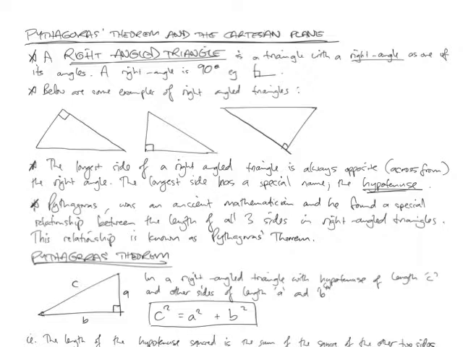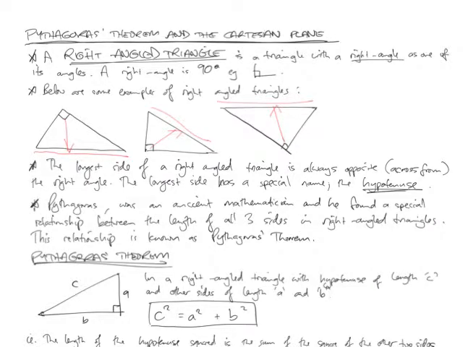Below are some examples of right angled triangles, so you can have the right angle pointing up, down, down again, different orientations. The longest side of a right angled triangle is always opposite, or across from, the right angle. You can see that here, the longest side is across from the right angle. The longest side of this triangle is across from the right angle. Longest side across from the right angle. The longest side has a special name, the hypotenuse.